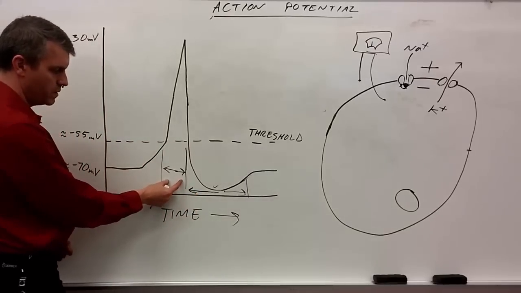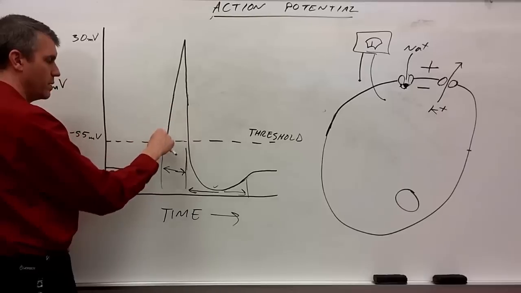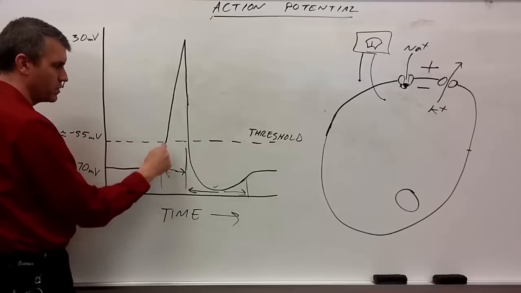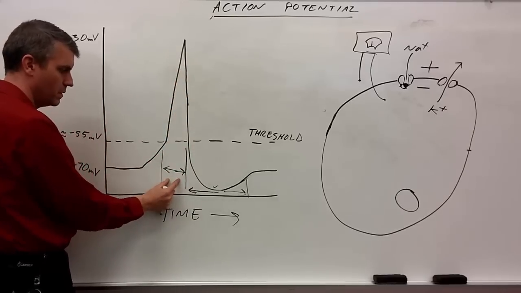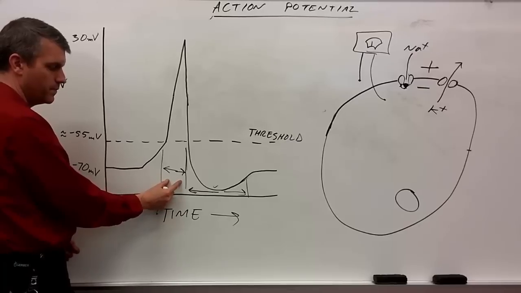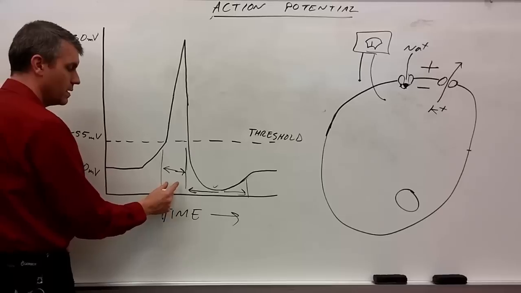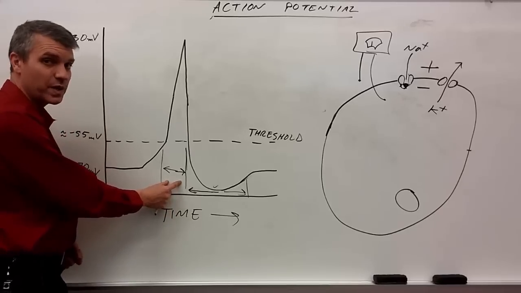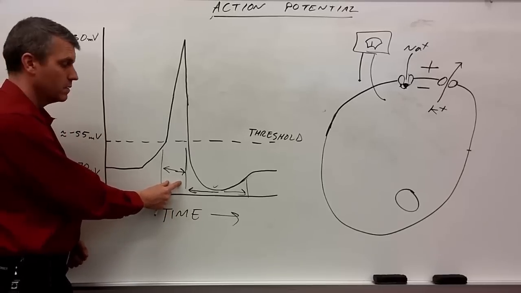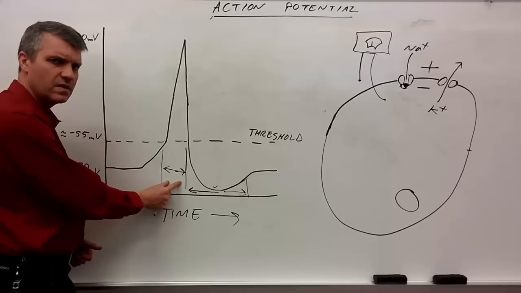Next question, what do we call this period here where the cell membrane is actually undergoing the action potential, where it's undergoing these charge changes? The answer to that is this is the absolute refractory period. What does that mean?